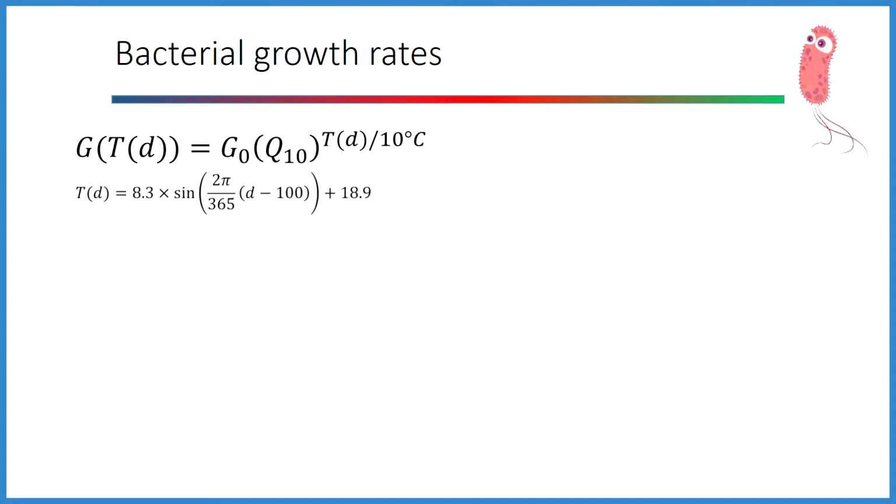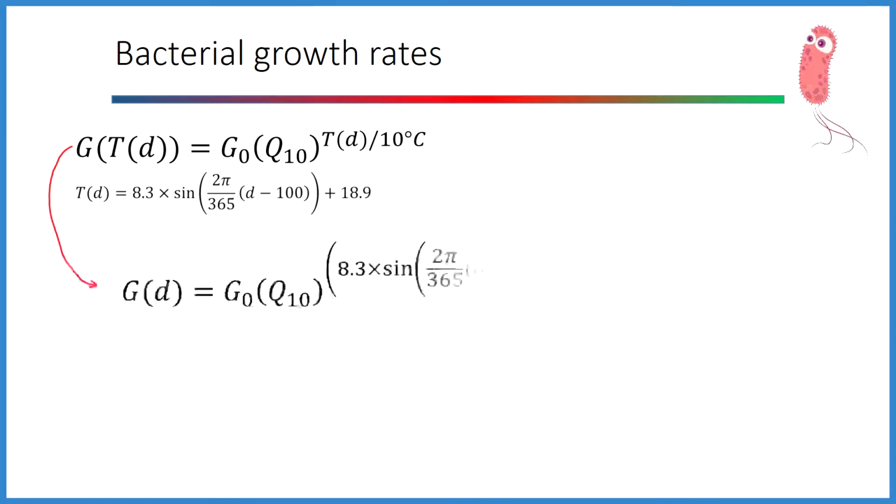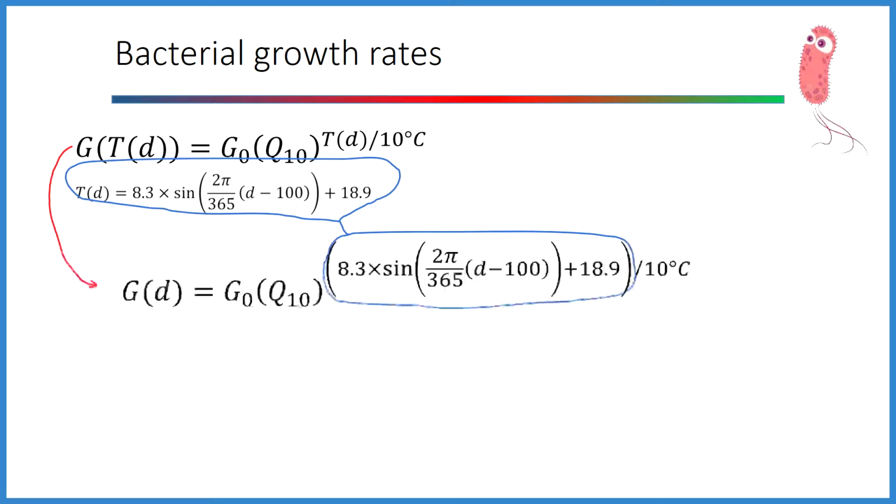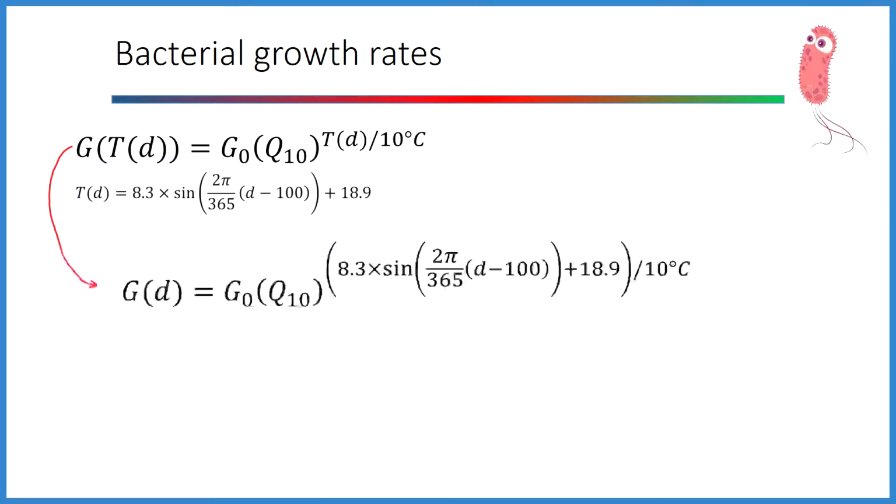We can then substitute in our equation for t of d into this equation. Alright, we've got an equation for computing the growth rate as a function of time. But what happens if we want to figure out how fast the growth rate might be changing? This could be important if, for instance, we have an outbreak that starts in April and we want to see how much worse it might get in the future as the growth rate of the bacteria keeps changing.